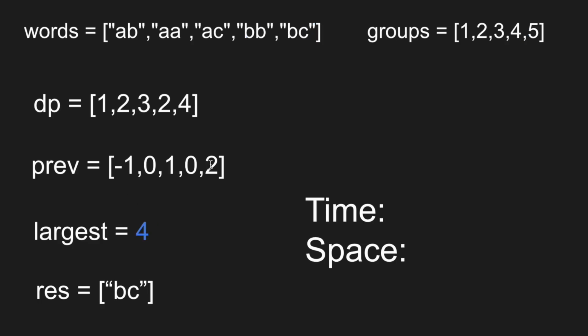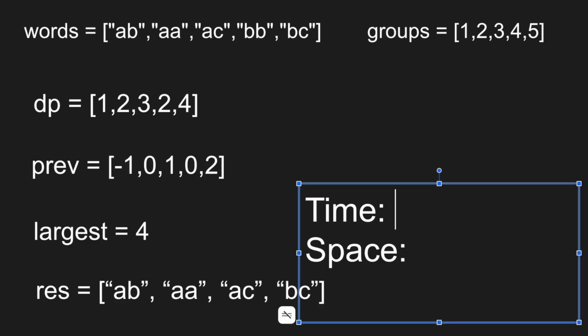And then at 4, the previous is 2, so we will add AC. At 2, the previous is 1, so we will add AA. And at 1, the previous is 0, so we will add AB. And at 0 is -1. So as soon as we see -1, then we can just reverse the array and return it. So this will be what we return.